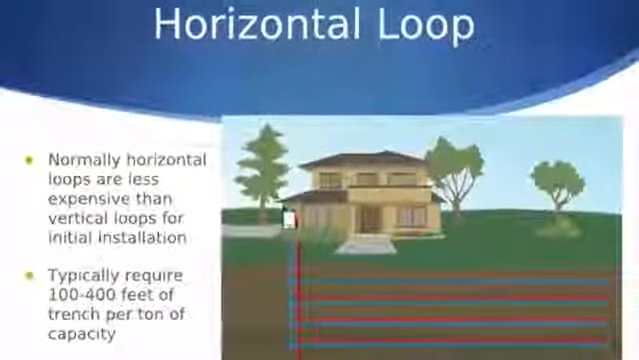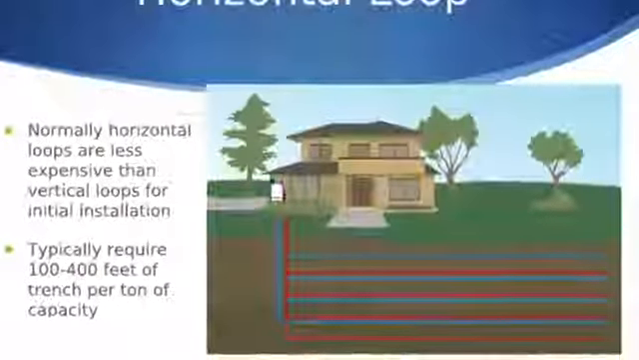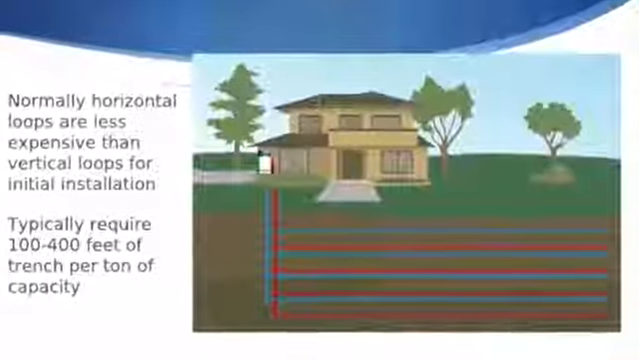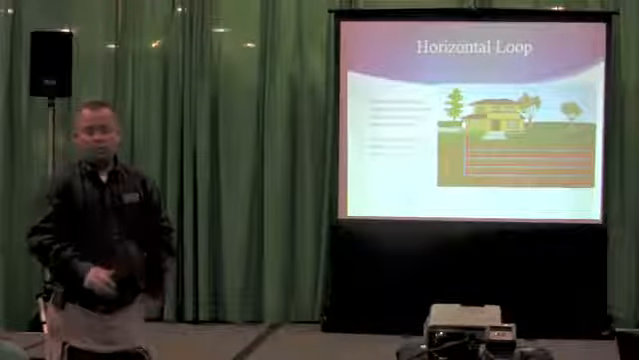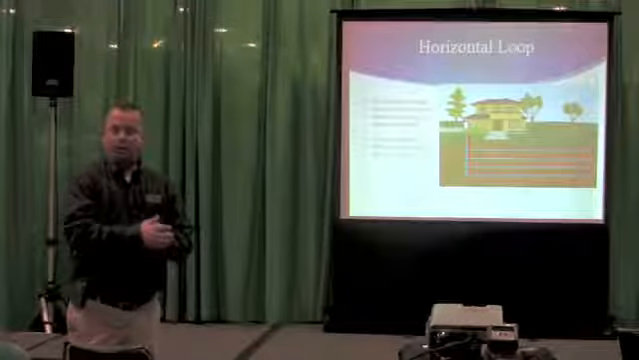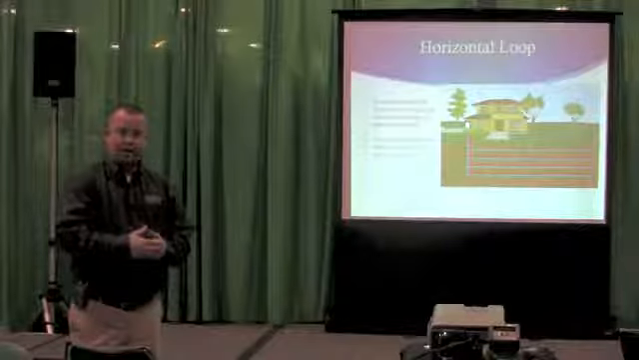The horizontal loop a lot of times can be more economical to install, but does require more land. As you can see, we would leave the house and run a series of trenches away from the house. This illustration here is showing straight pipes. What we typically do is we will dig a ditch 4 foot wide and 7 foot deep, and we'll lay a slinky loop in the trench. That way we get 6 to 8 feet of tubing per 1 foot of trench.